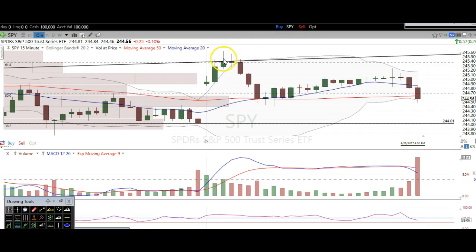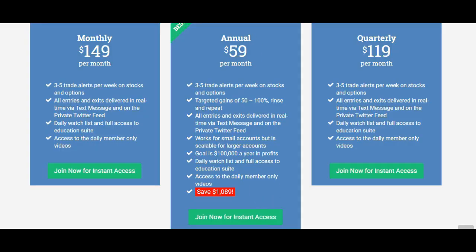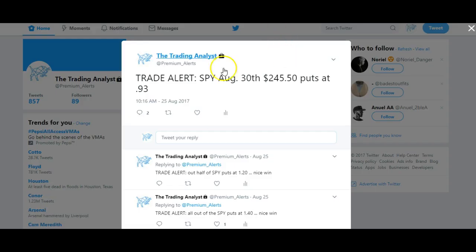We got that candle. So this is where we got short here. We got short here on some put options. And I'll show you this alert that we did. Trade alert, the S&P 500, August 30th. So this was the next week's puts. So not the current week's, but the next week's.